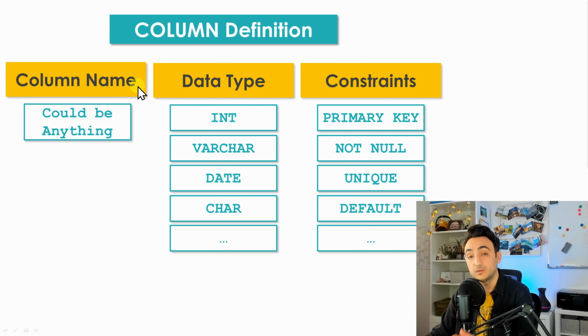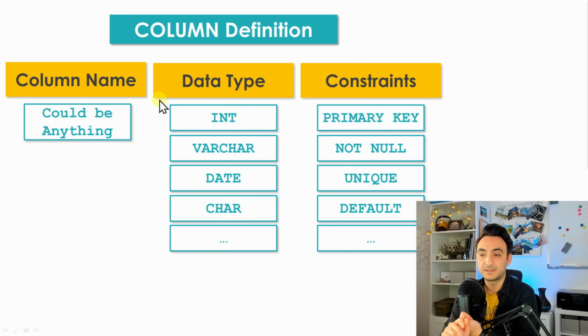So each column should have a name. This could be anything, depending on the requirement that you have. So it must have a name. And after that, it must have a data type, and exactly only one data type. So you cannot specify multiple data types for each column, exactly one. In MySQL, there is a big list of all available data types. I'm gonna leave the link in the description so you could check that. The most famous ones are int, varchar, date, char, and so on.